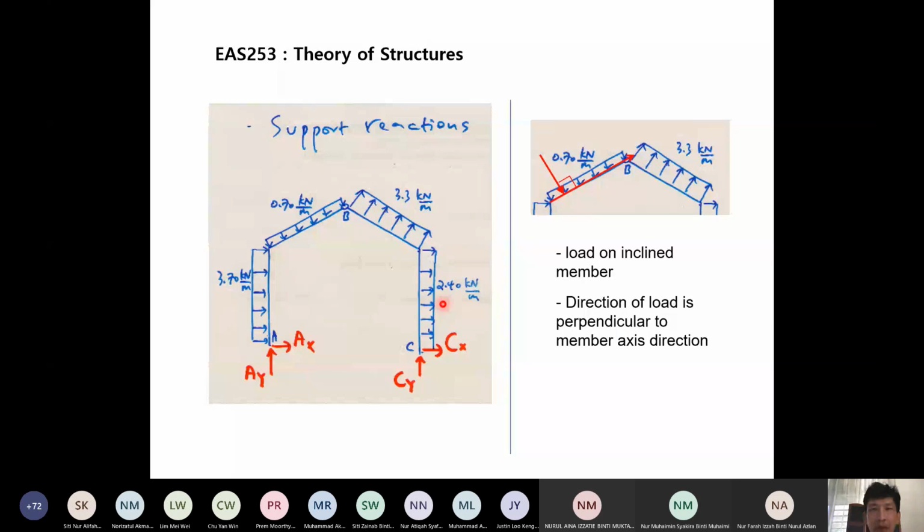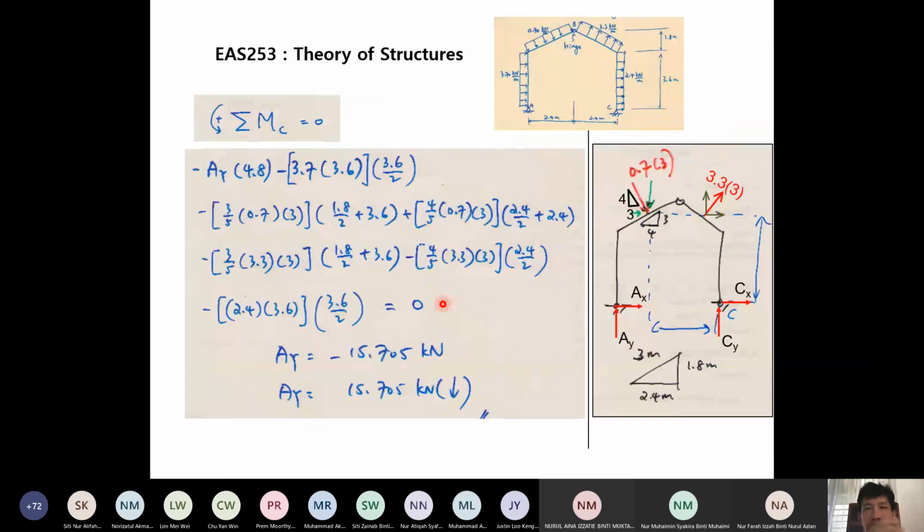Now this is the first solution process. What we want to find is AY, AX, CY, and CX. The reaction forces at the support, the 2 pin supports here. We do not need the internal forces at the hinge. So the things that we need to calculate are AY, AX, CY, and CX.